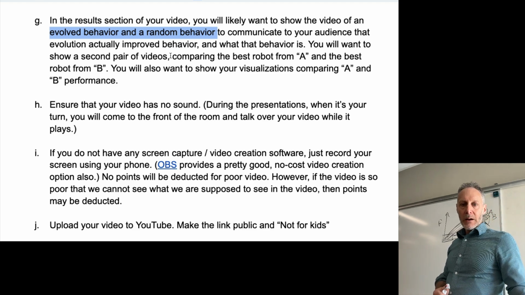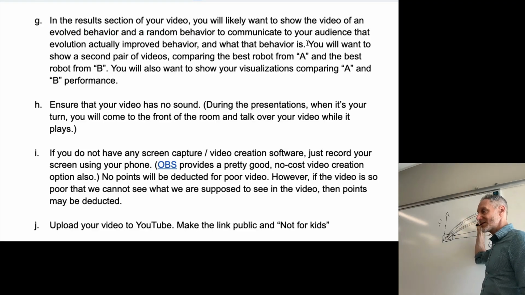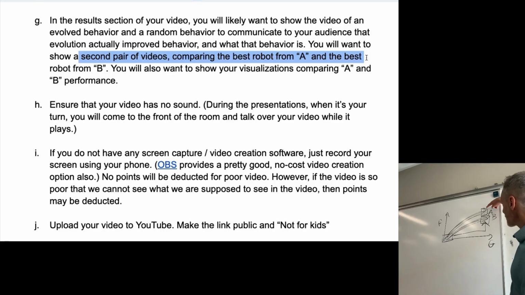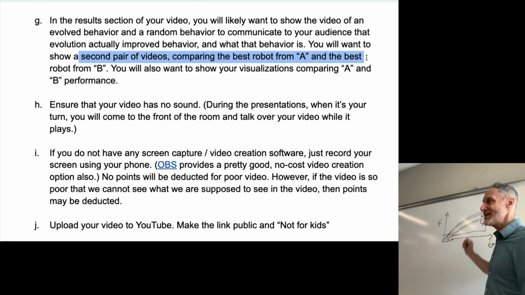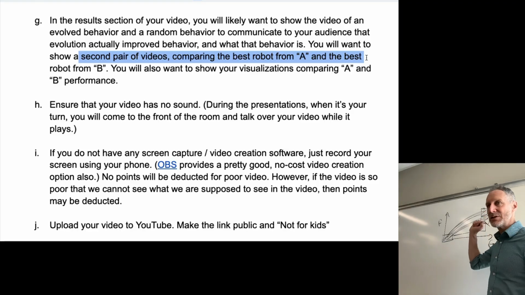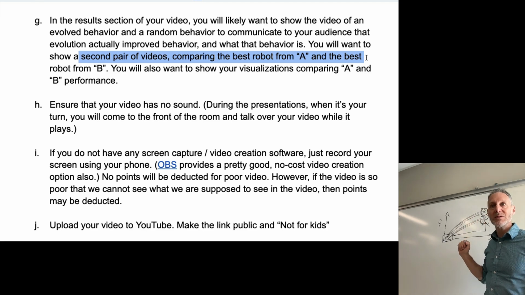And then, after showing a random and evolved robot to convince us through videos that evolution actually happened, you'll then show a second pair of videos comparing your best robot from A against your best robot from B. It might be more difficult in the second pair of videos to communicate to us and your peers that there actually is an evolutionary difference between A and B. It depends on how large, if any, gap there is between your A results and your B results. So far, so good? Okay.